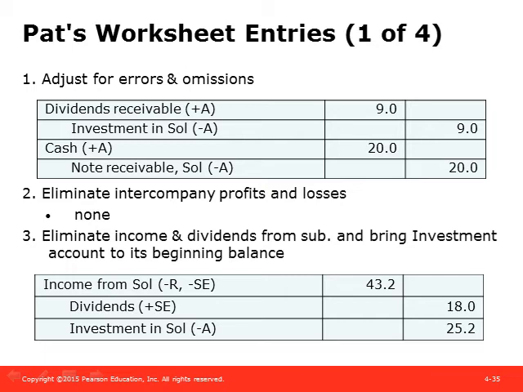So in order to perform that step, the 43.2K of income that's attributable to Pat is a debit to income from Sol, so that reduces revenue and reduces shareholders' equity. We increase the dividends for 18K, and we decrease the investment in Sol, which is a reduction to assets of the difference between the two, 25.2K.